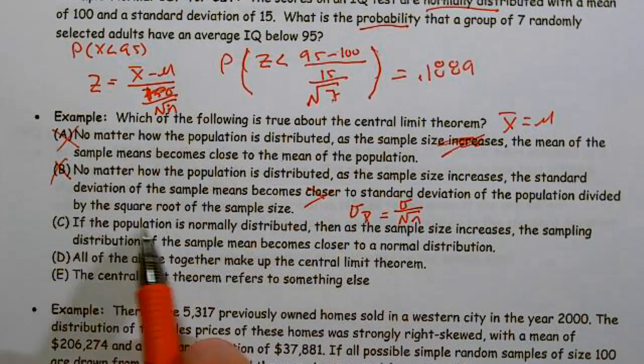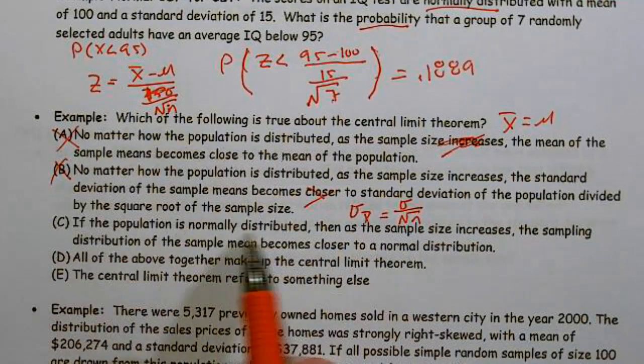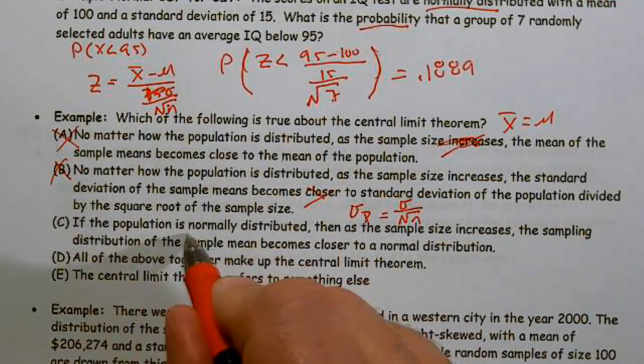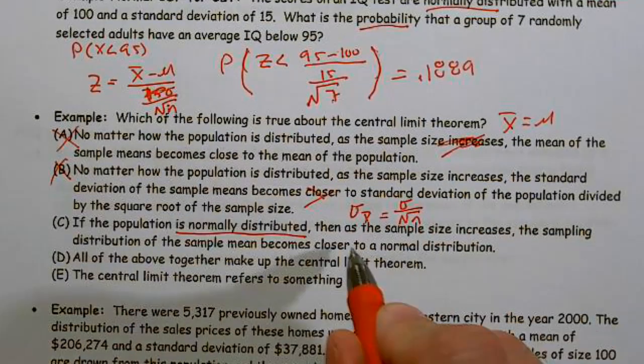All right, if the population is normally distributed, then as the sample size increases, the sampling distribution of the sample means becomes closer to the normal. If the population, no, if the population is normally distributed, guess what?